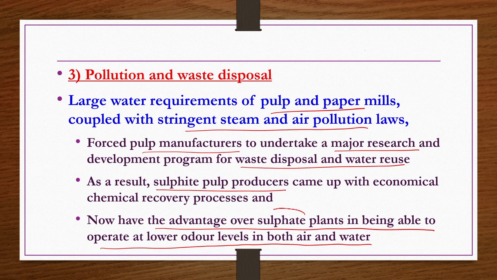So, compared to the sulfate plants, the sulfite plants are able to develop some new methods for chemical recovery. Because of that, the sulfite processes are also able to operate at lower odor levels in both air and water. So, air and water pollution is reduced by these new methods, that is what it means. However, we are not going into the details of such processes. They are part of the research.